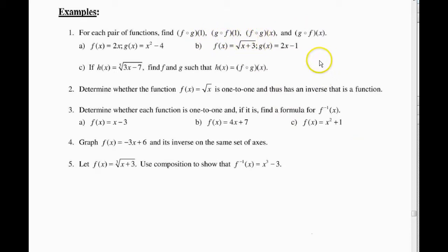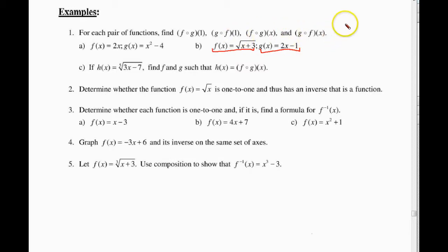And part of it will be if we can do letter B. So let's look at letter B. Now we're doing basically the same items up here, but now we're using this function and this function for g.